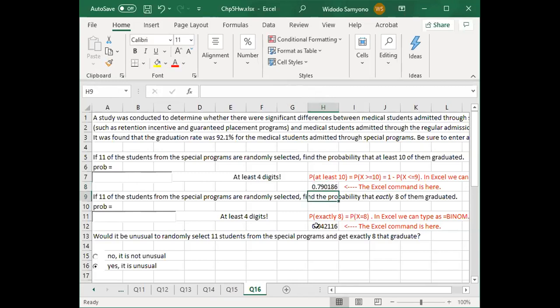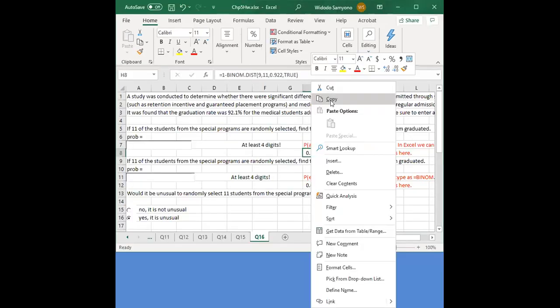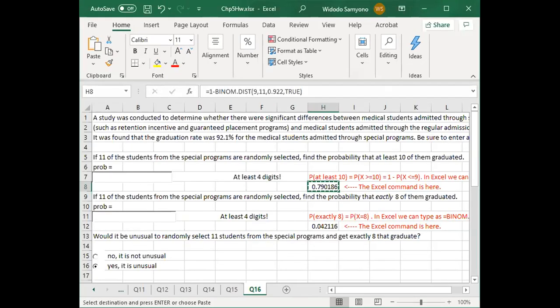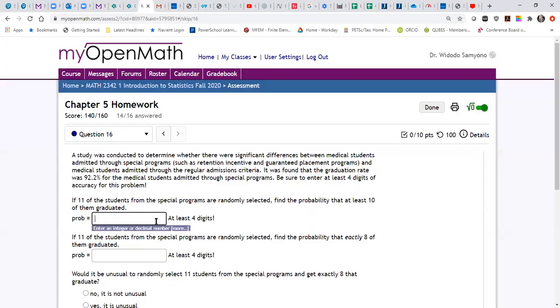And the next question is, maybe I can put this as the answer first before we move to the next one. Because it's at least 4 digits, you can copy paste, so don't worry about that. I think it will be no problem. So the next one is the probability that exactly 8 of them graduated. They need to put it here.